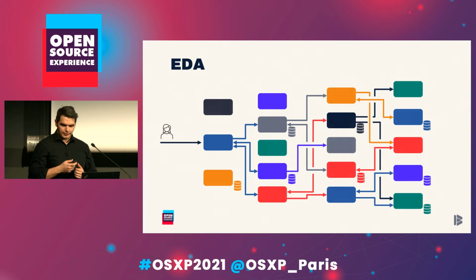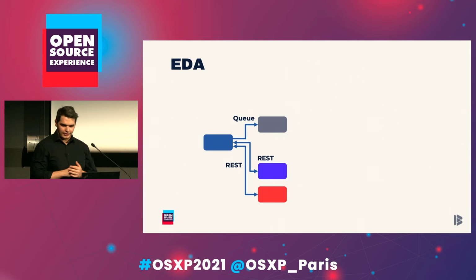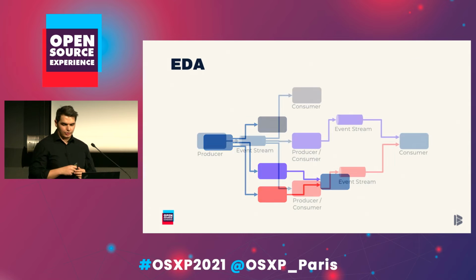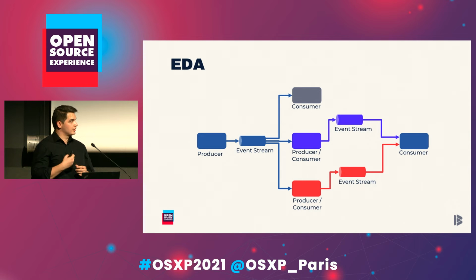So how does it look like? If we take that full diagram and then we just simplify it, let's say we have a service that uses REST to communicate with two other services, and then a queue to communicate with another. We can actually transpose it into a unidirectional flow of data. Now, to make this event-driven, we need to add another concept, and that concept is called an event stream.